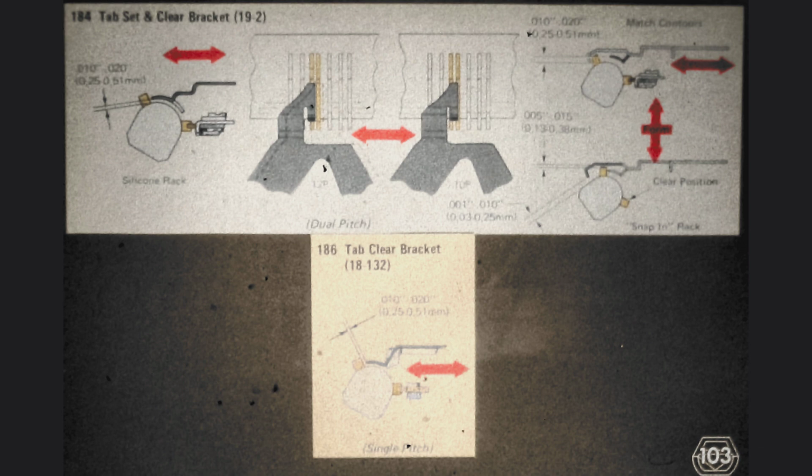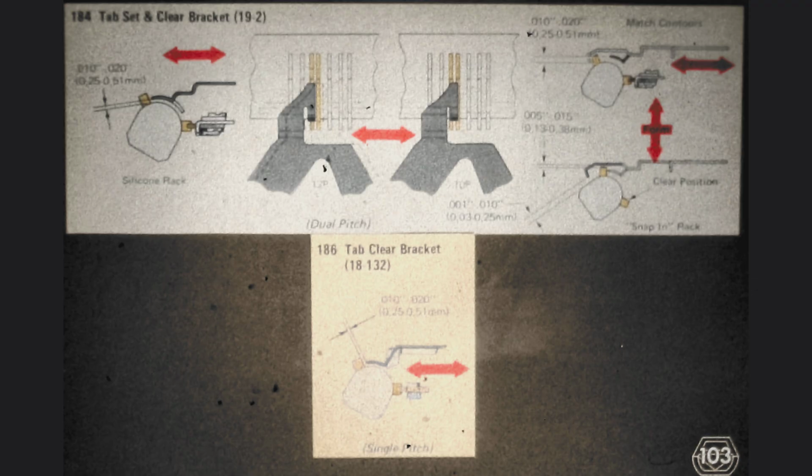Notice also the adjustment of the tab set clear bracket for the snap-in type tab stop in the top center and top right figures. It requires lateral and front-to-rear positioning. In addition, keep in mind that the lateral adjustment is rather critical because dual pitch machines use only one tab rack for both modes of operation.